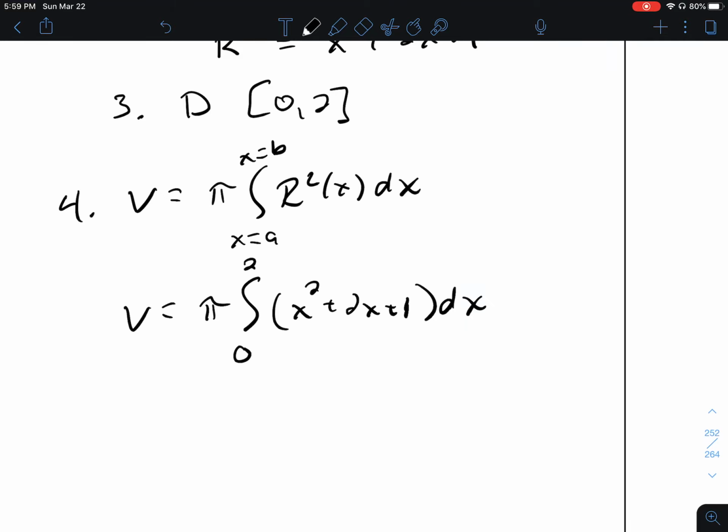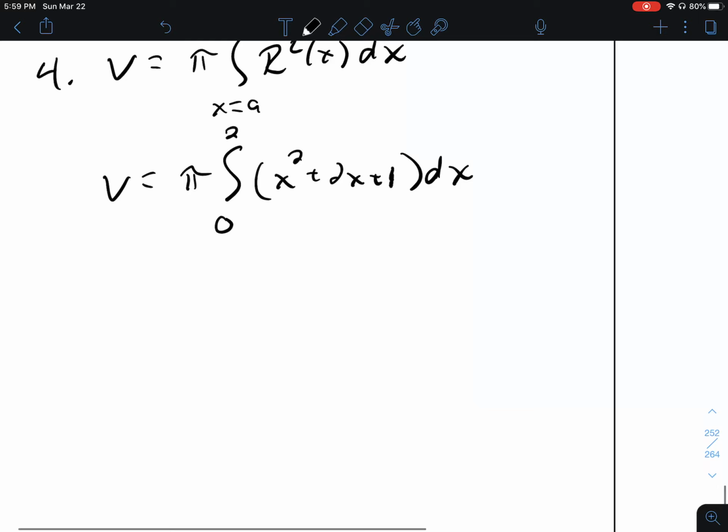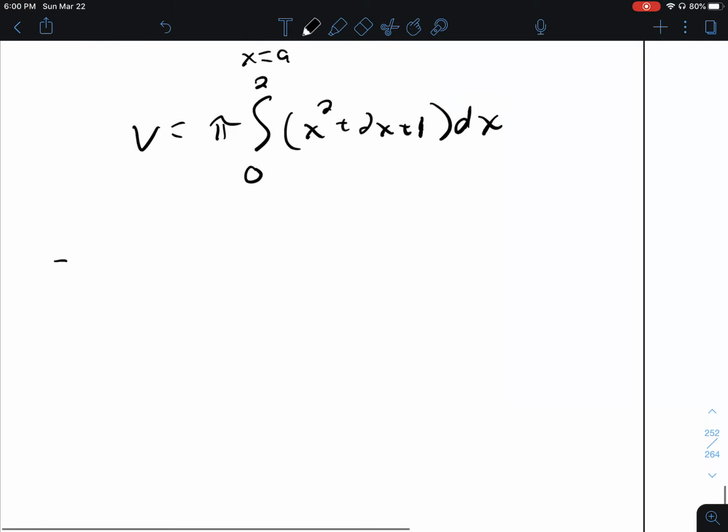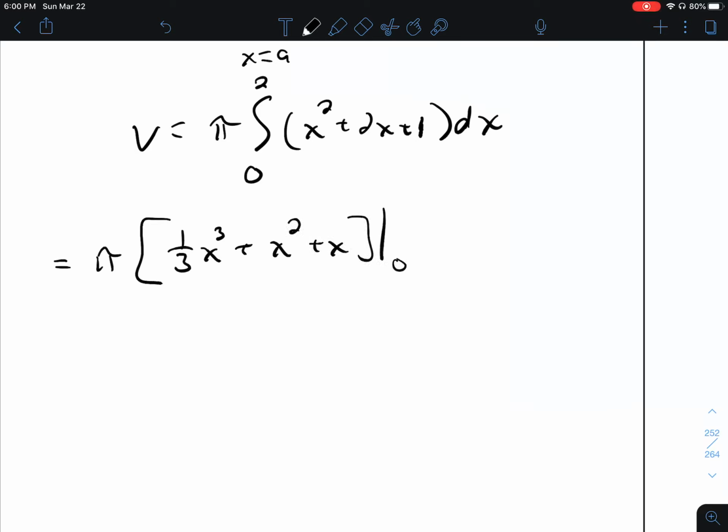The actual calculus of this, integrating this, it's super easy. It's no different than what we've done 100 times before. We just have a pi sticking out in front. So this is going to equal, we got this pi, we're going to have 1/3 x cubed plus x squared plus x, and we're evaluating it from 0 to 2.